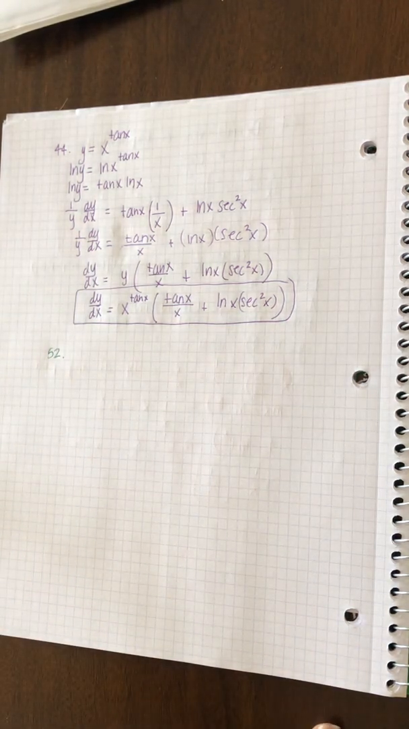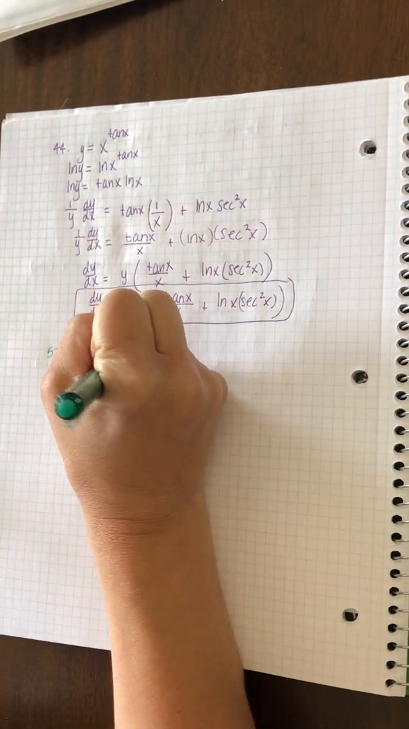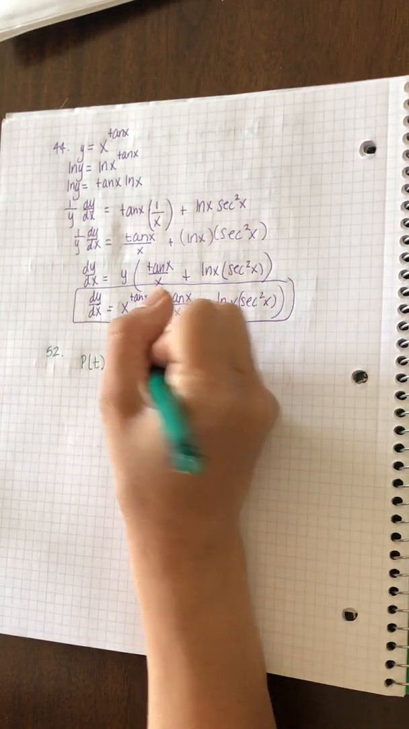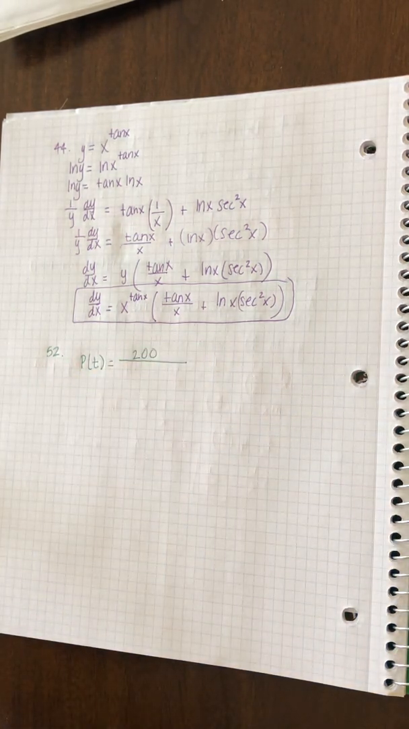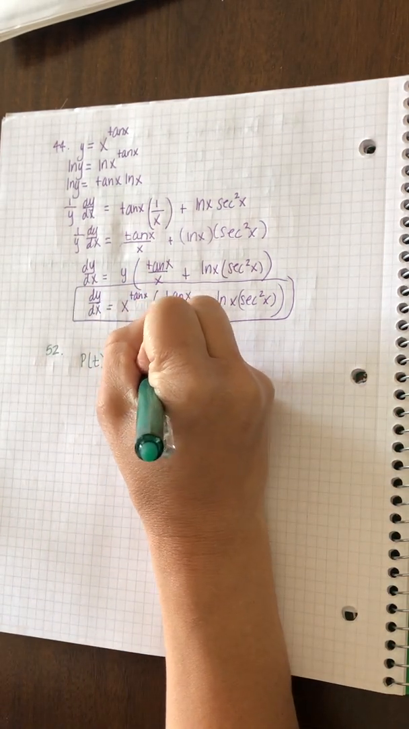Okay, so 52 talks about the spread of the flu. Unfortunately, this is a little bit too close to home for us. The spread of a flu in a certain school is modeled by the equation P of t equals 200 over 1 plus e to the 5 minus t.